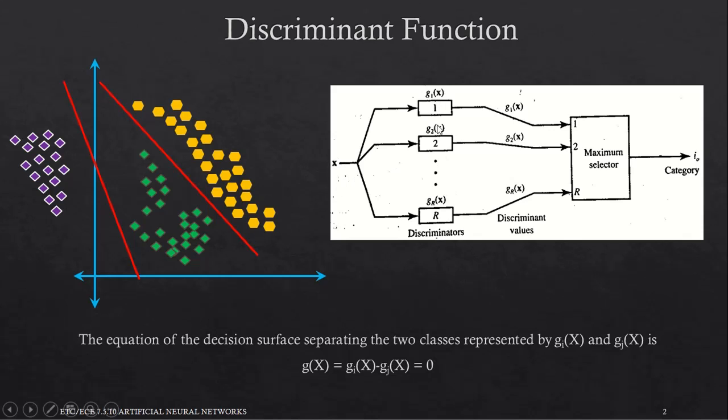We also learned that the equation of the decision surface separating the two classes represented by gi of x and gj of x is g of x, which is equal to gi of x minus gj of x equal to 0. G of x equal to 0. Let us discuss this further today.